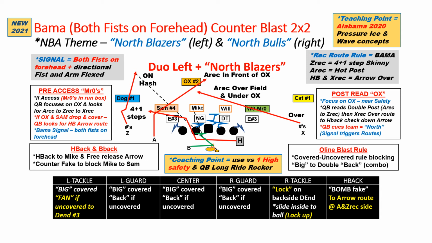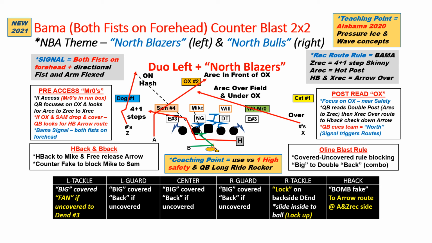The key here is the Z is going to do that 4 + 1 step type action like he's running a looky inside, and then he wants to plant hard and get vertical going right up the hash or just outside the hash, getting over top of the safety. The A runs what we call a hot post, meaning wherever the play side safety is or the onside safety, which we call the ox, he must, after 4 steps, get as vertically as he can, but go right in front of his face wherever he aligns. That creates the outside in bracket or the double post.